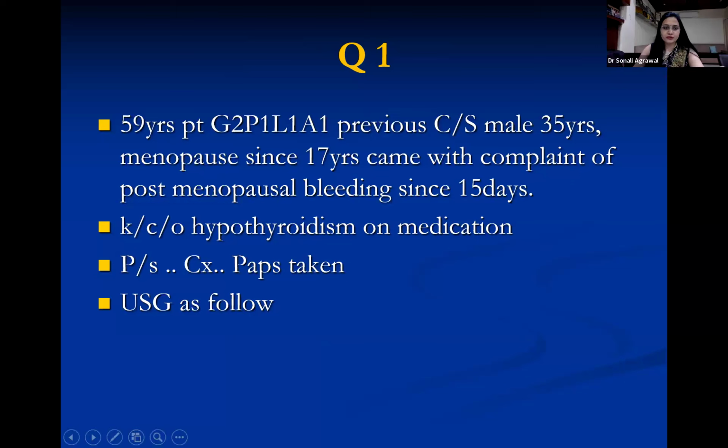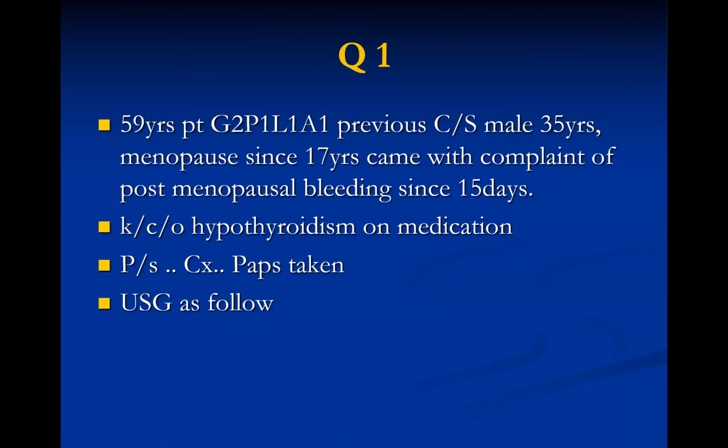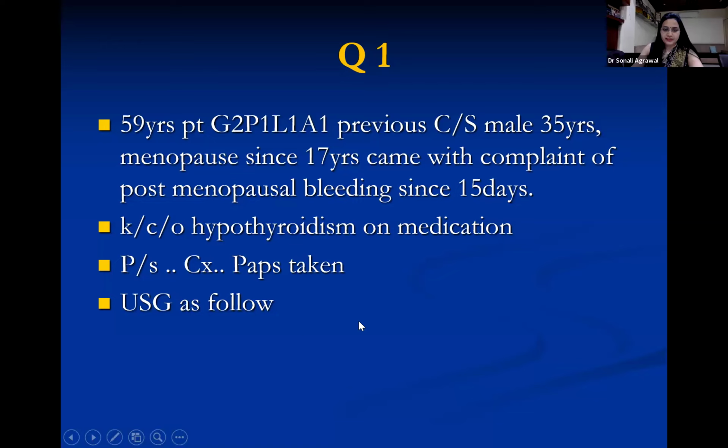So here's our first question. A 49 years patient, previous cesarean, 35 years old male, menopause in 17 years, came with a complaint of postmenopausal bleeding since 15 days. A known case of hypothyroidism on medication. PS, PAPs taken, ultrasound is as follows.